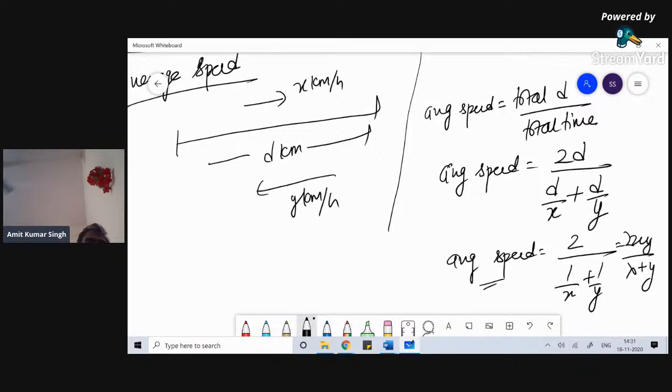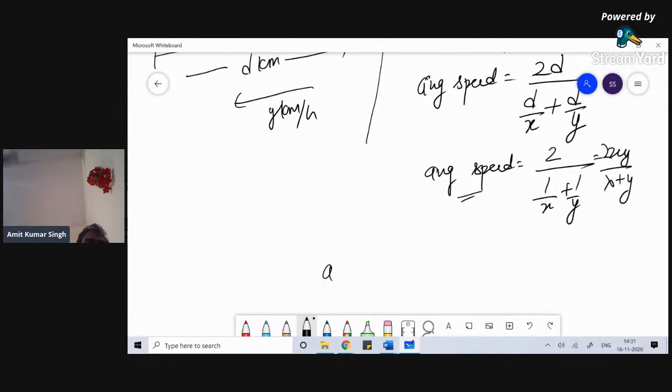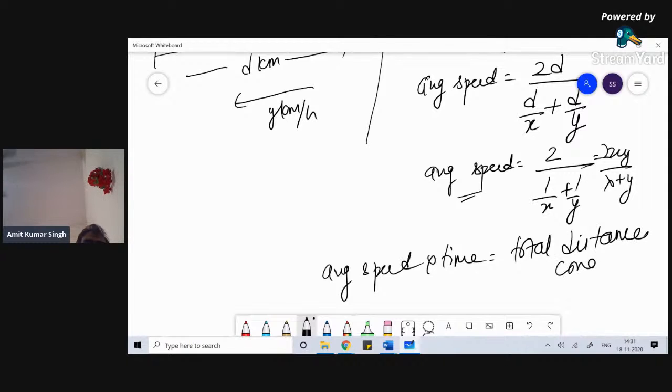If you multiply the average speed with time, the distance you get is the total distance covered. But here you don't have to find the total distance covered. Here you just need to find this d. You don't have to find 2d. So the d you get, divide it by 2.